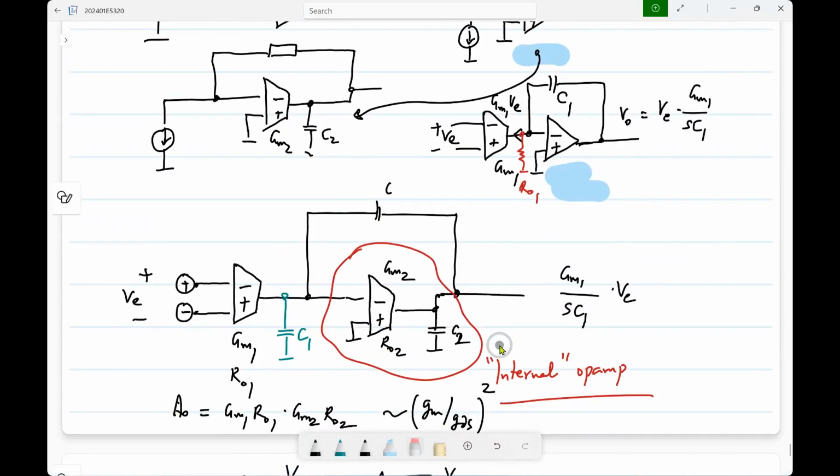So now we'll continue from here. But let's say I'm still not satisfied. This GM1 RO1, GM2 RO2 doesn't do it for me. So what should I do next? I want to improve it further. What could I do?